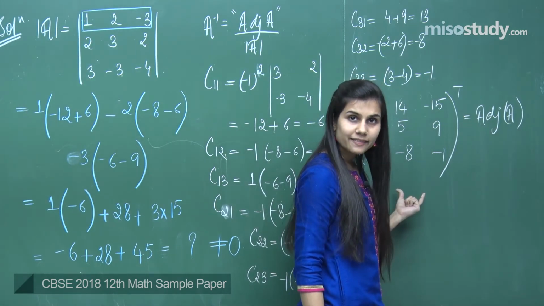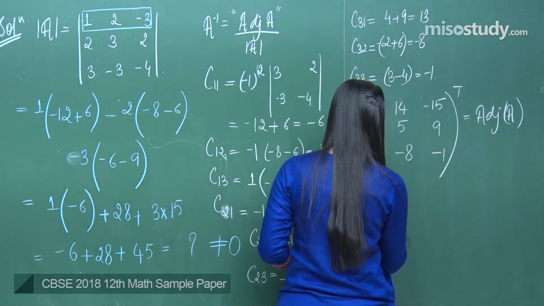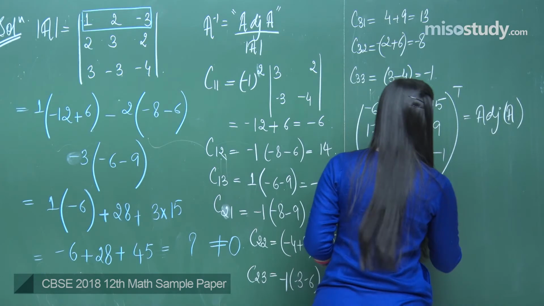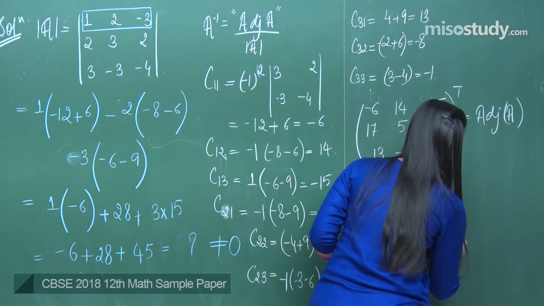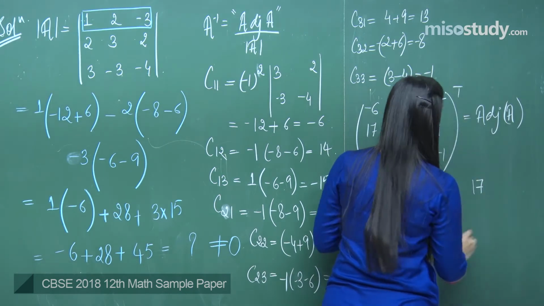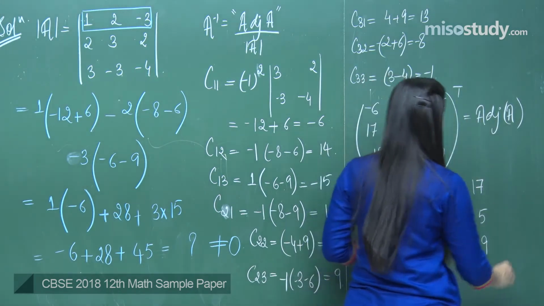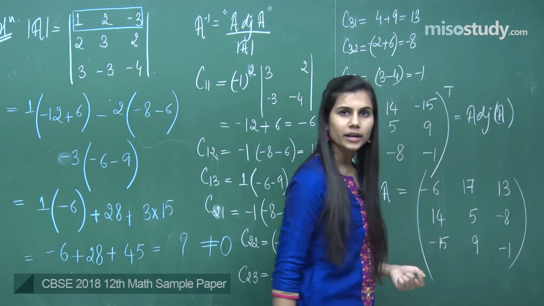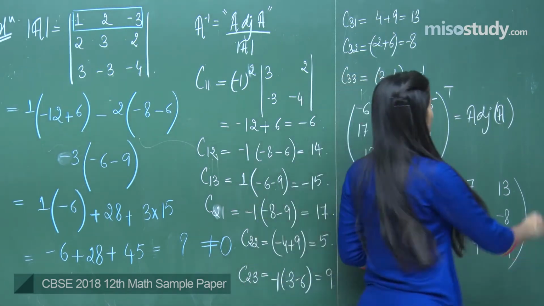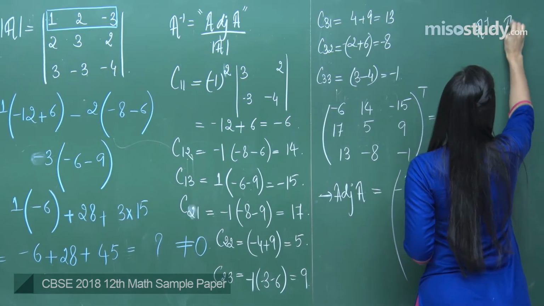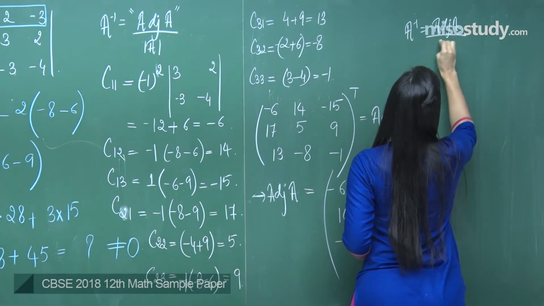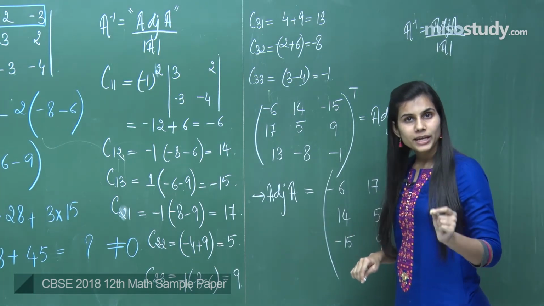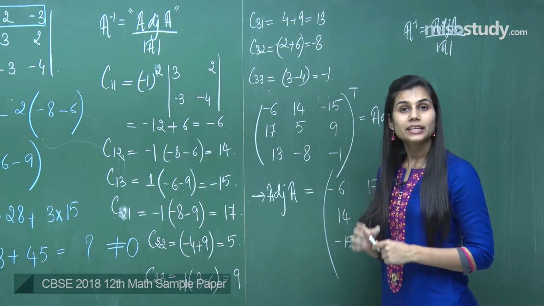Once you are through with finding the adjoint, which is nothing but the transpose, you get minus 6, 14, minus 15, then you have 17, 5 and 9. Then you have 13, minus 8, minus 1. Once this is there, you know what your A inverse is. It is adjoint of A upon determinant of A. Quickly find out what this entire matrix is going to turn out to be, and then I am going to come and give you the final answer.